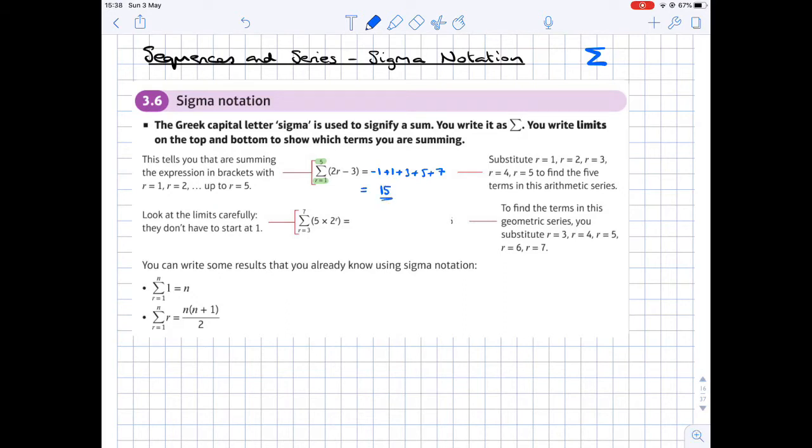Now some of you might have spotted that that was an arithmetic series, so we could have used the formula for that. However, it's easier just to add the 5 terms.